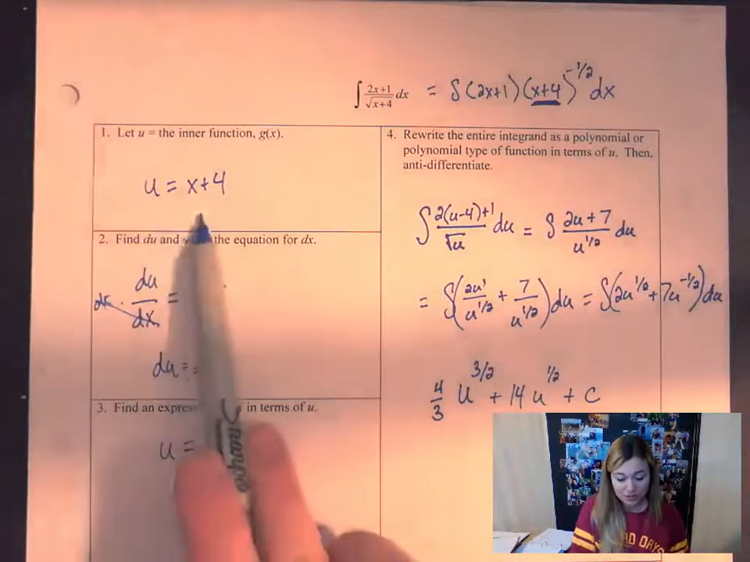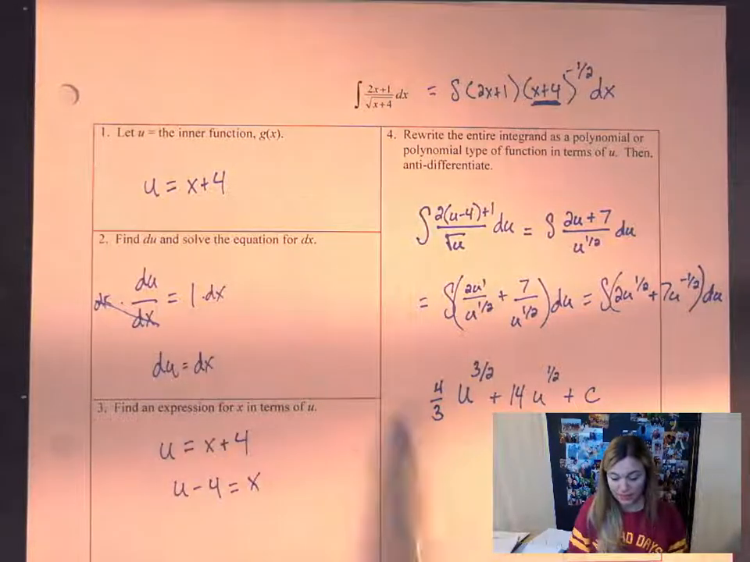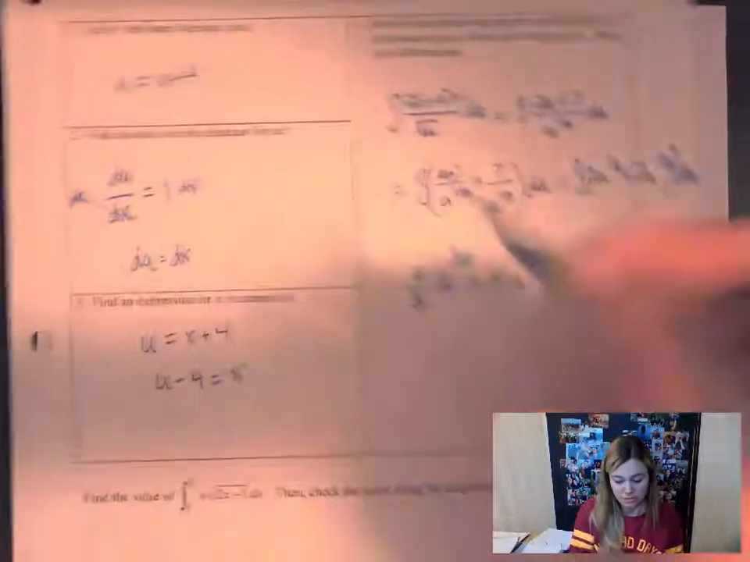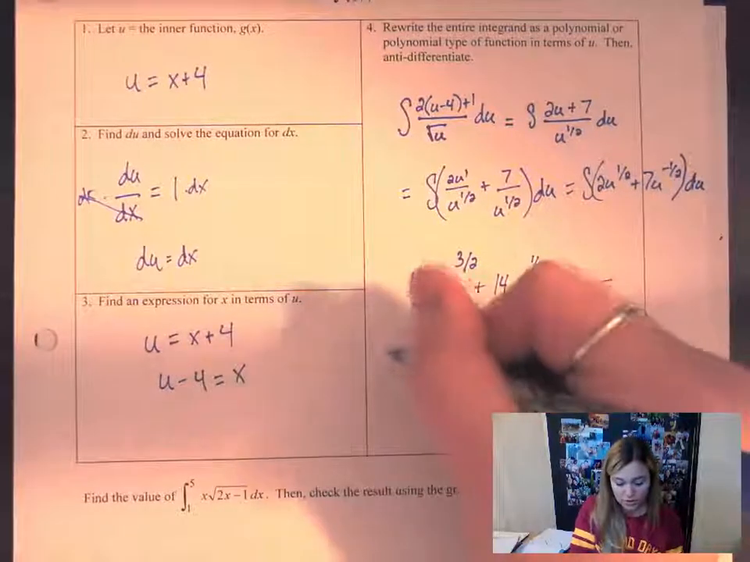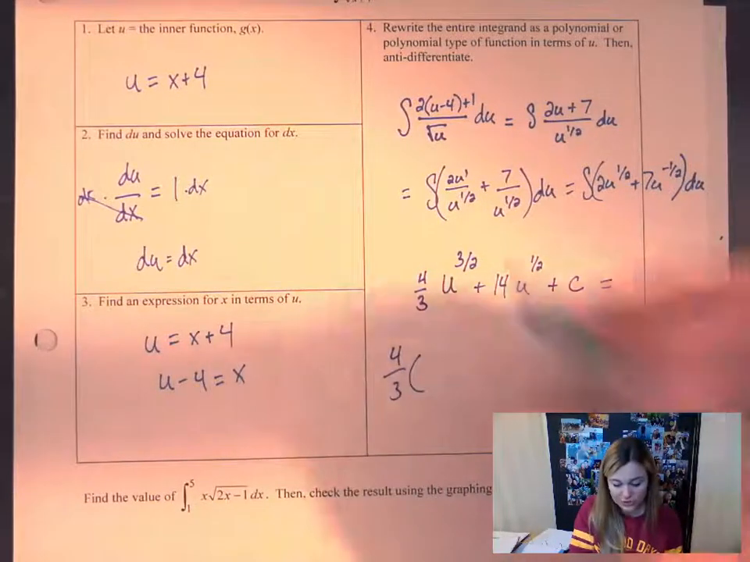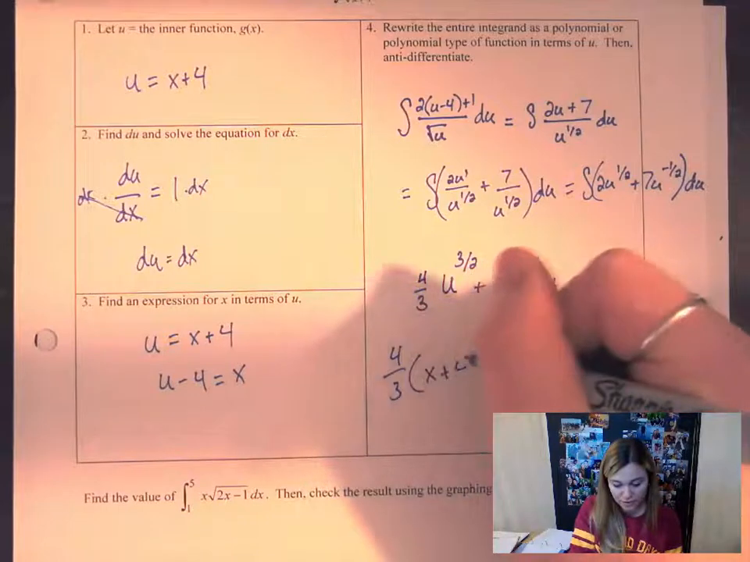If you keep it up here and you say u is equal to x plus 4, this is your answer. Or if you want to go one more step, you could say, well, 4/3, I know u was actually x plus 4.